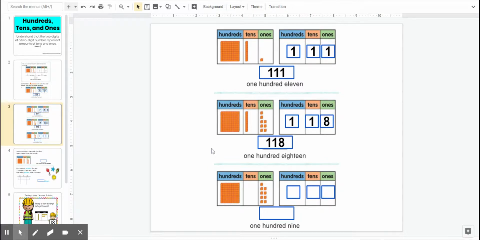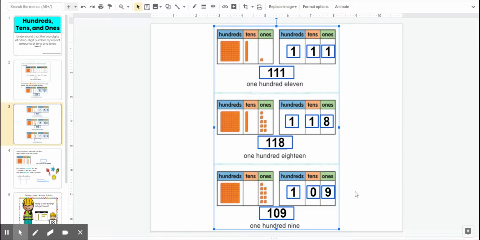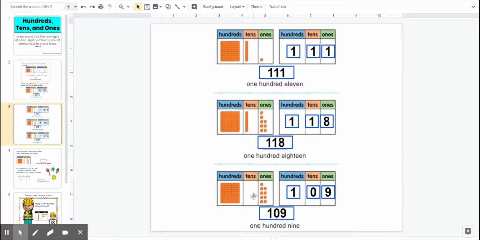Look at this last one. Something's missing. There are no tens. So I have 100 and then nothing and then 9 little ones. So I'll type it in just like that. 100, no tens, and 9 little ones. What is that number? Good, 109. It's okay to not have a tens place. If they don't have a picture of one, it means zero.